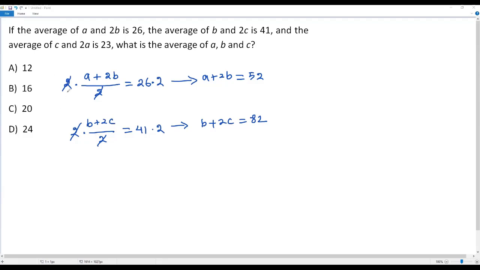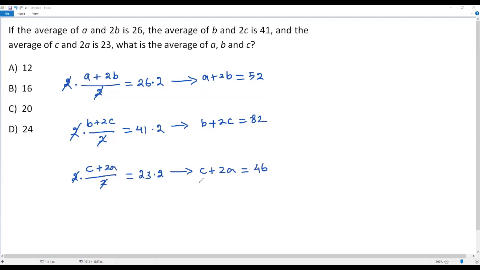Now let me do the same thing for the third piece of information, that the average of C and 2A is 23. That is (C + 2A) over 2 equals 23. Now let me multiply both sides of this equation by 2. Then this 2 will cancel out, and I'm getting C + 2A on the left side. On the right side, when I multiply 23 by 2, I'm getting 46. Okay, here we have three equations.